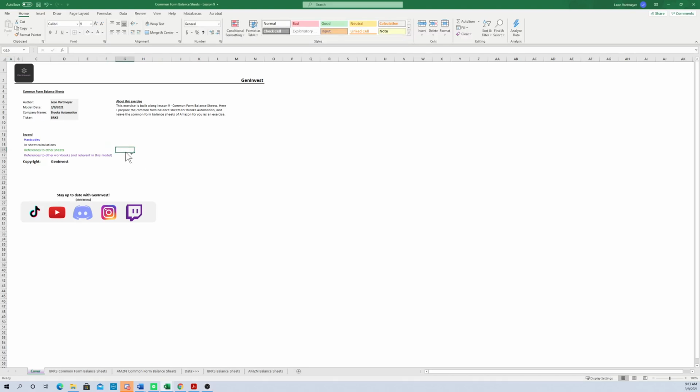Good morning, everyone. Today we're going to talk about the common form balance sheet. This is a common way to analyze the balance sheet.